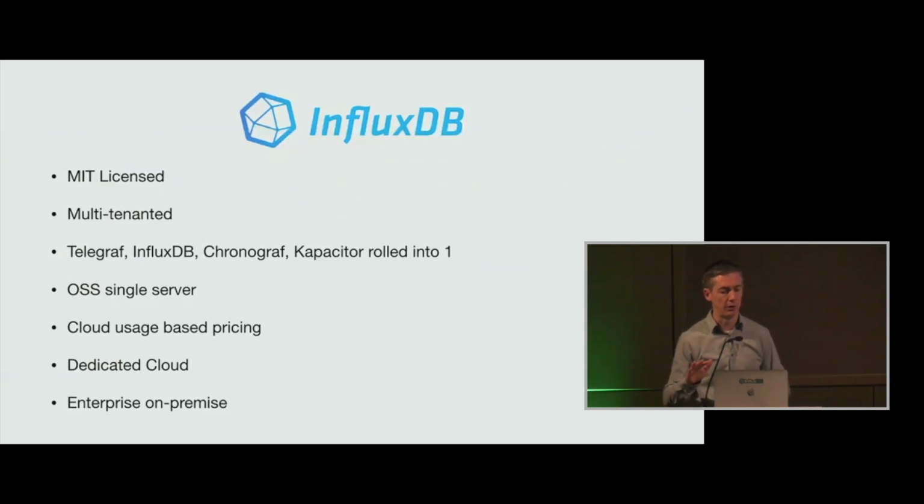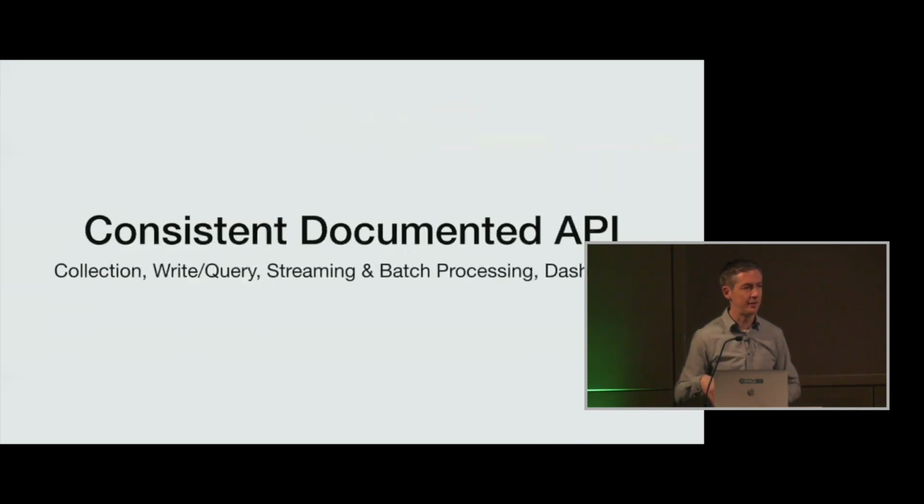And the thing between all of these things is there's one consistent documented API, right? There's a single API for defining data collection rules, for writing data, querying data, for defining stream and batch processing jobs, storing user dashboards, configurations for collectors, all of these sorts of things, right? Right now, we have 4 different projects, and each of them has their own kind of configuration file, their own API, and they're not totally consistent.